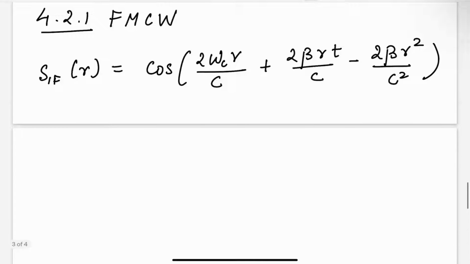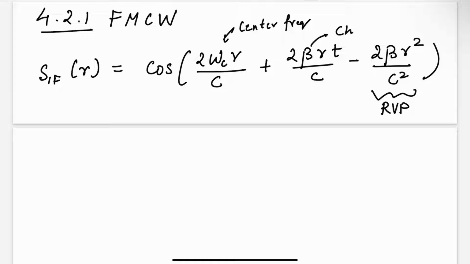right? And we said that this is the residual video phase term. This is the center frequency of your chirp. This is the chirp rate. And t belongs to minus Ts over 2 to Ts over 2, where Ts is the chirp duration, and c is the speed of light. Okay.